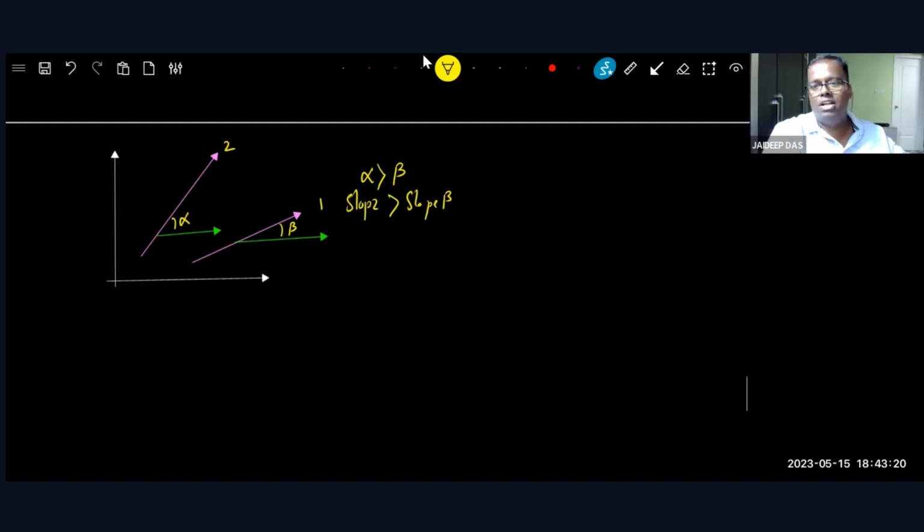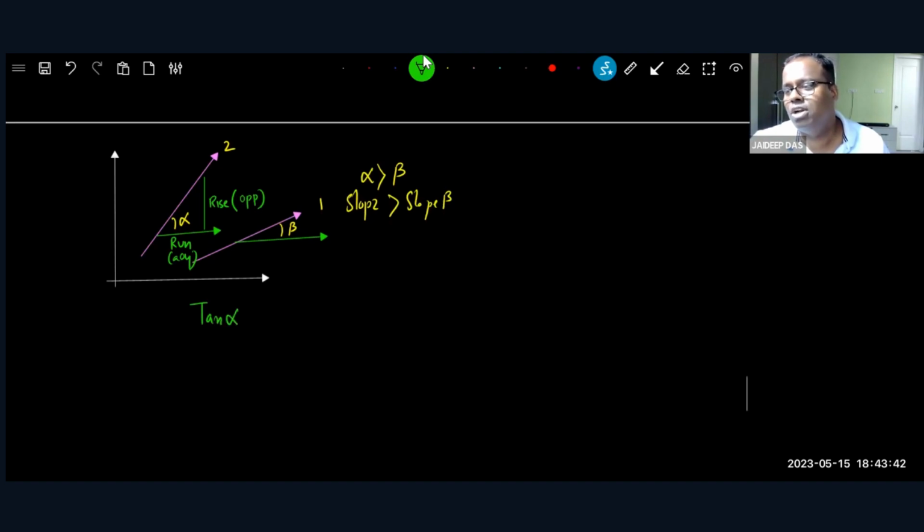Whereas rise over run tells me what? If you now see, make it like this, this is the rise and this is the run. Anyone who has a little bit of knowledge of trigonometry, for alpha, this will be called the opposite side and this will be called the adjacent side. Later, when you learn trigonometry, this is called tan of alpha. Tan of alpha is nothing but rise over run. And this we'll discuss in the next class.